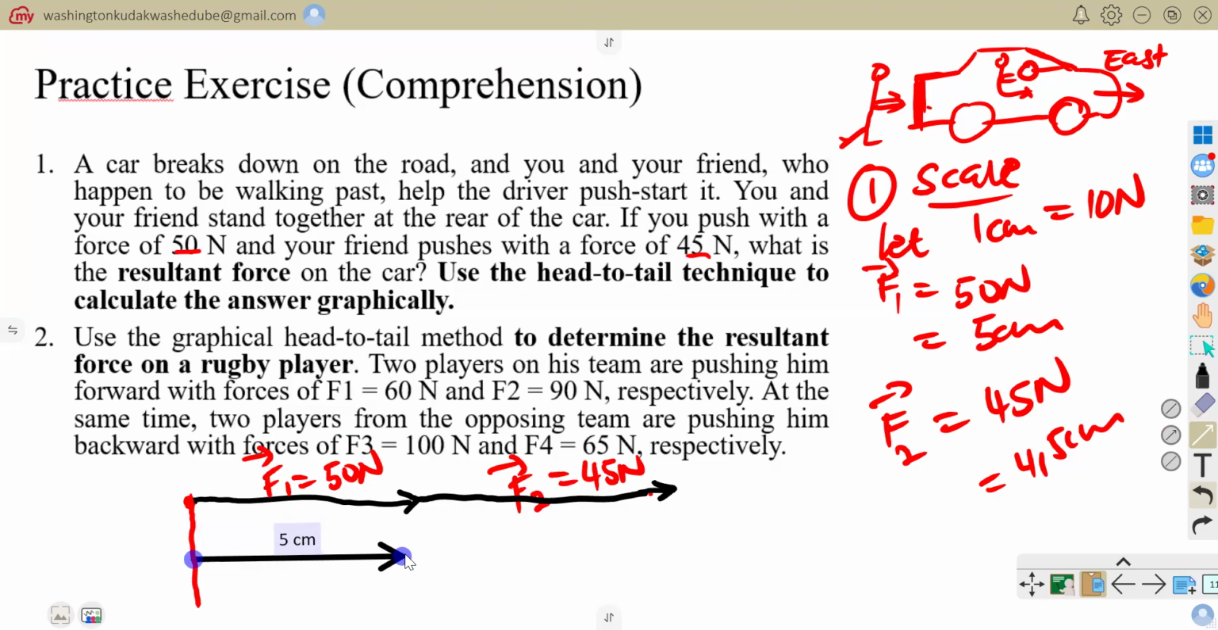Because this one has to be 5, now I will need to draw another one. When drawing the second vector, we said you start from the head of the first, going to where you are going. So the second vector will start here, and starting from there I have to draw how many centimeters? I'm drawing 4.5 centimeters.